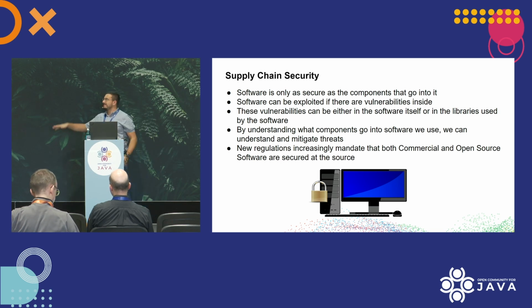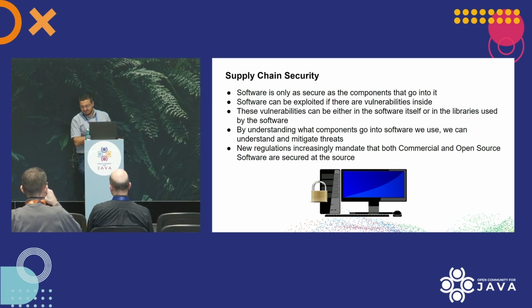I'm sure you're going to see a ton of variations of this slide. I've already seen a few today, but software is only as secure as the components that go into it, and software can be exploited if there are vulnerabilities inside. So if you've got vulnerabilities in the components that you use in your software, people can use those to exploit the software that you've built. And the vulnerabilities can either be in the software that you've written yourself, or of course in the libraries used by your software. And by understanding what components go into the software we use, we can understand, and then we can also mitigate the threats.